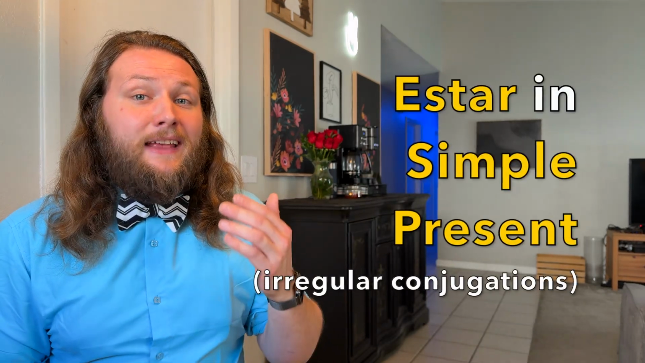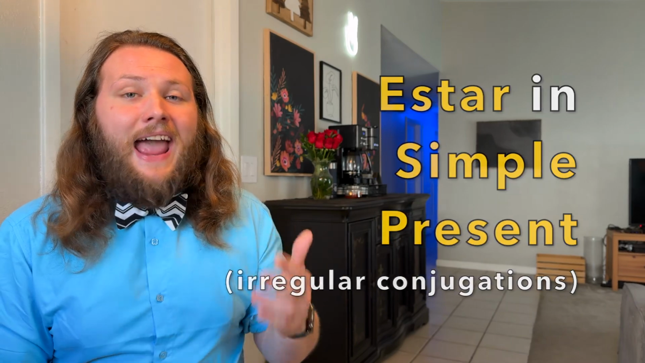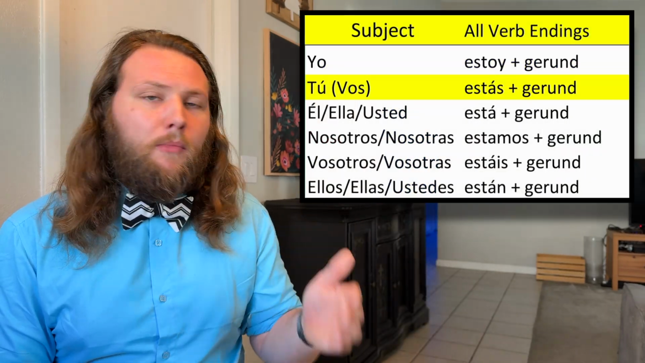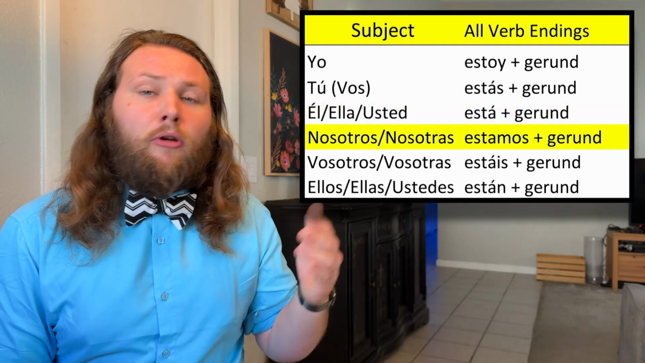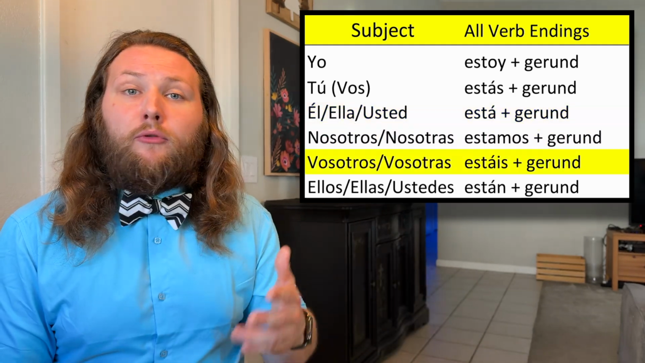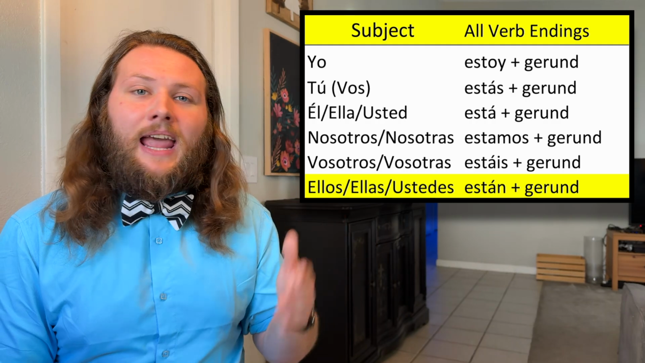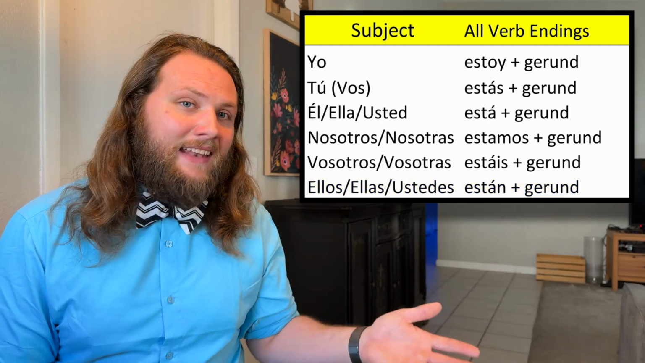To conjugate the present progressive, we'll first conjugate estar in the present tense, then add the present participle, the gerund verb, afterwards. Estar is irregular in the present tense, and the conjugations are as follows. Yo estoy, tú, vos estás, él, ella, usted está, nosotros, nosotras estamos, vosotros, vosotras estáis, and ellos, ellas, ustedes están.